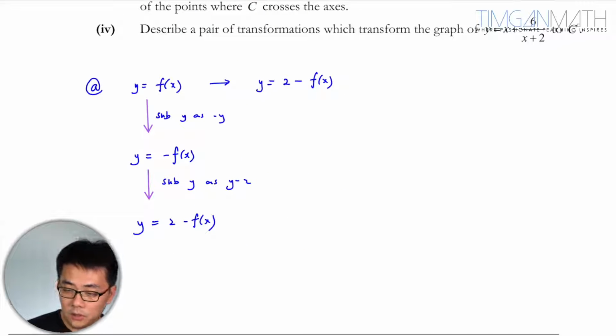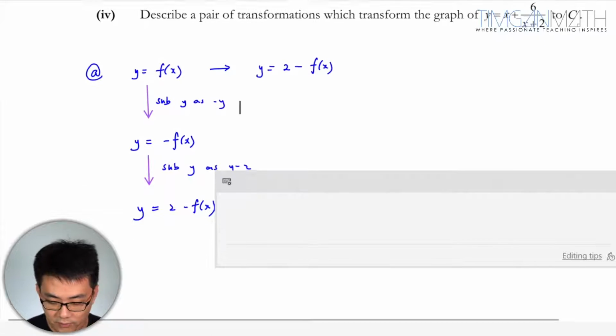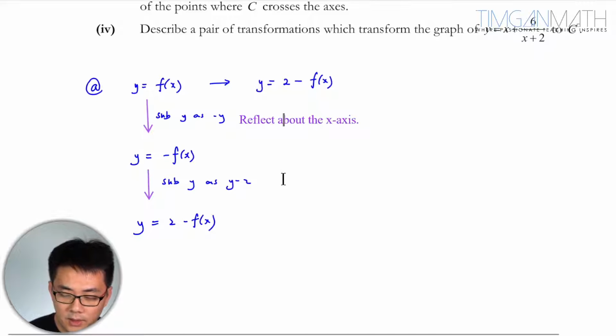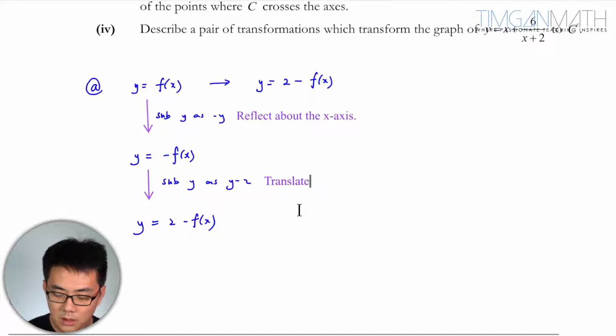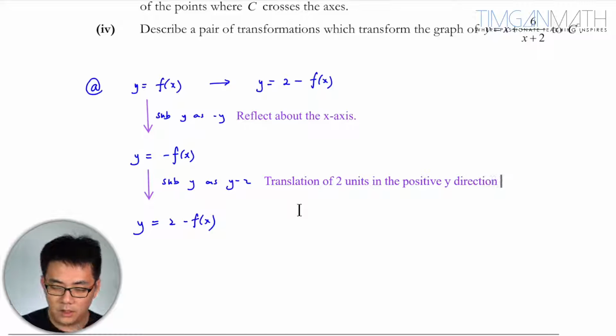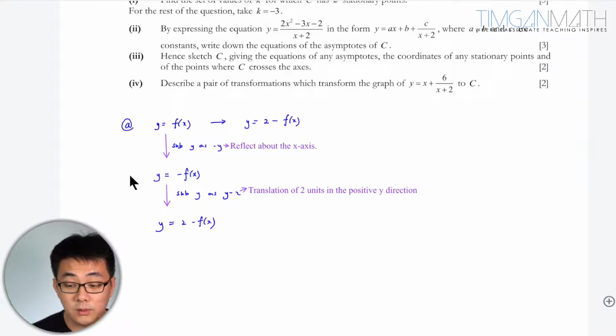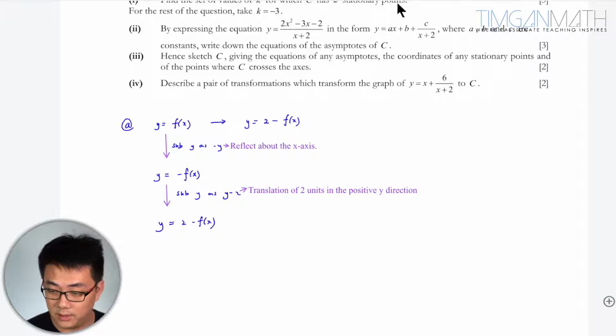Okay, so what we are doing here is essentially, the first one is to reflect about the x-axis. The second one is a translation of 2 units in the positive y direction. That is important. So essentially what we need to do is reflect first, then after that we translate. So these are the 2 transformations that we're going to undergo so that we get this resulting curve here. This is the first thing.